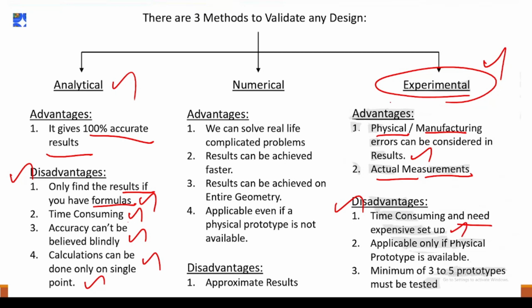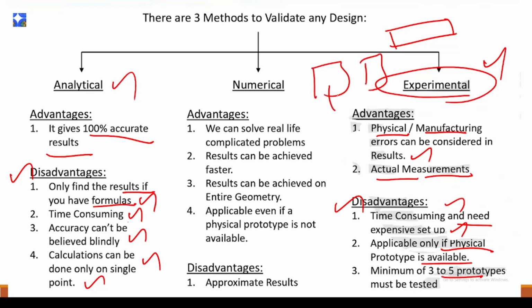Say, for example, if a company is producing, let's take the same cylindrical rod example. So if you are trying to manufacture this, each company will try to produce, let's assume, nearly 10,000 parts. You can't actually randomly pick a few parts and try to put them in the UTM machine and check them out. So it is actually time consuming and needs an expensive setup, and applicable only if the physical prototype is available. Generally, they will check at least 3 to 5 prototypes per lot. Let's say each lot contains 100, they will randomly pick some 3 to 5 prototypes and try to check them out. So this is what the experimental procedure is.